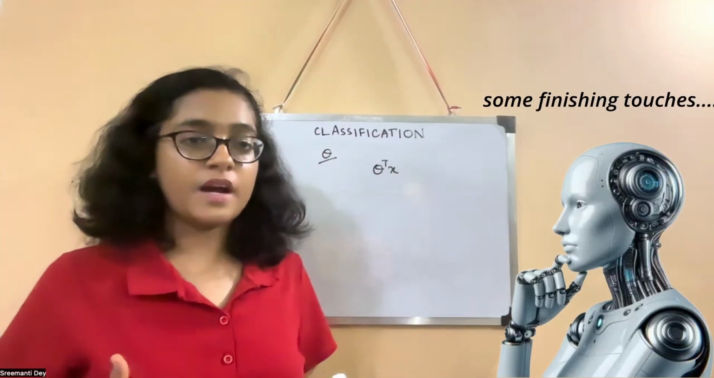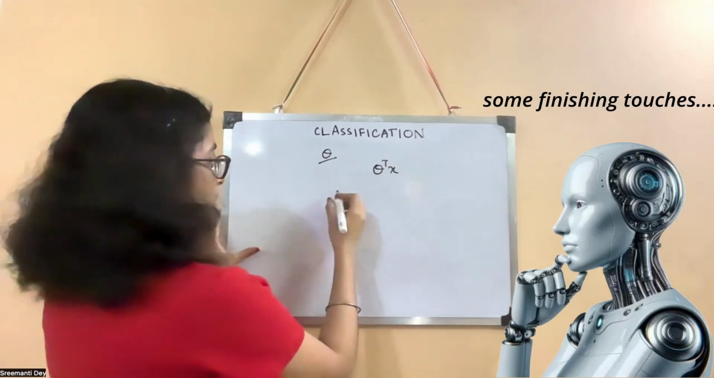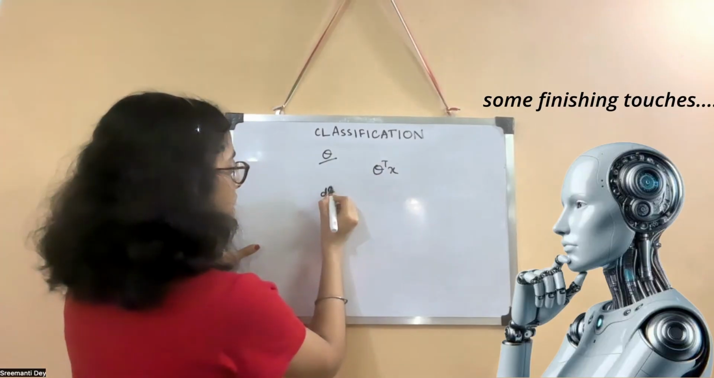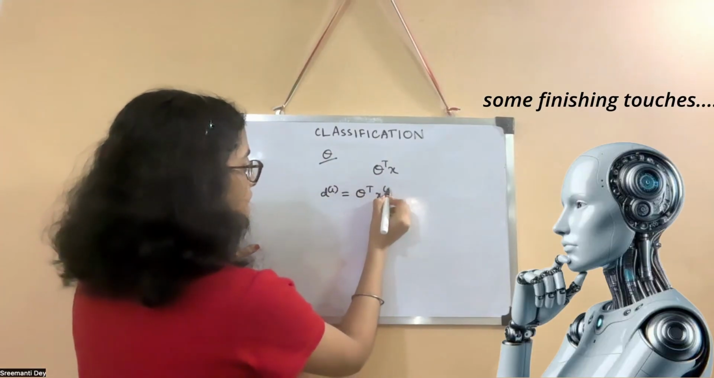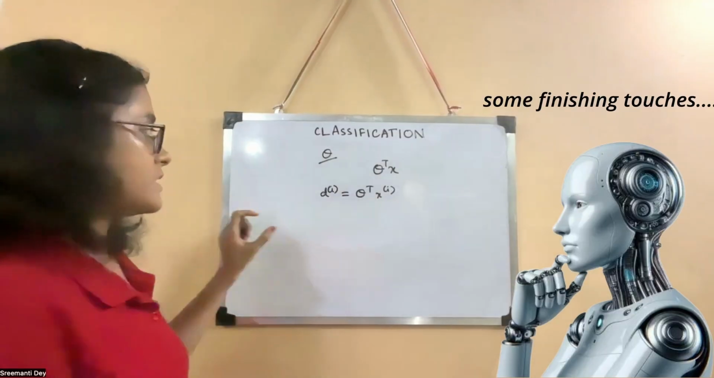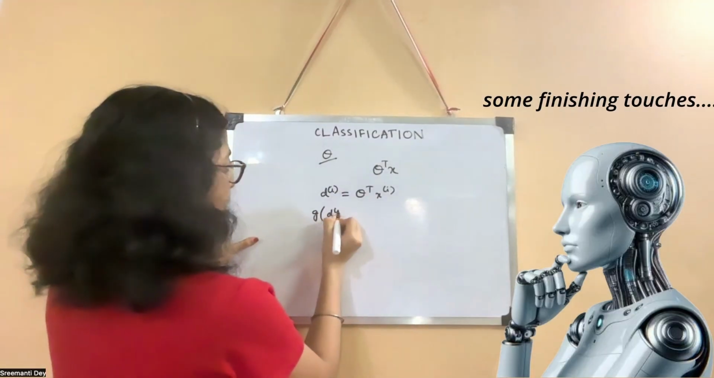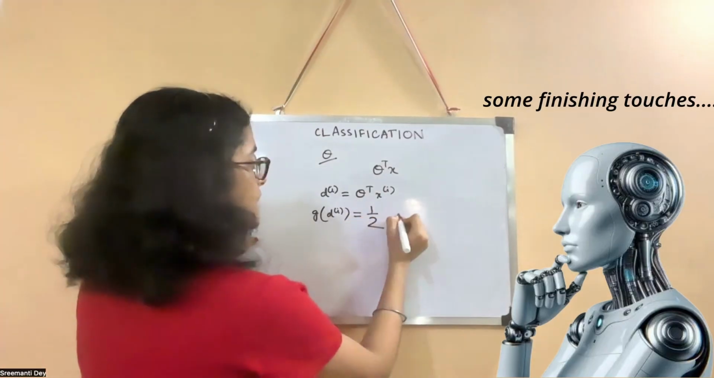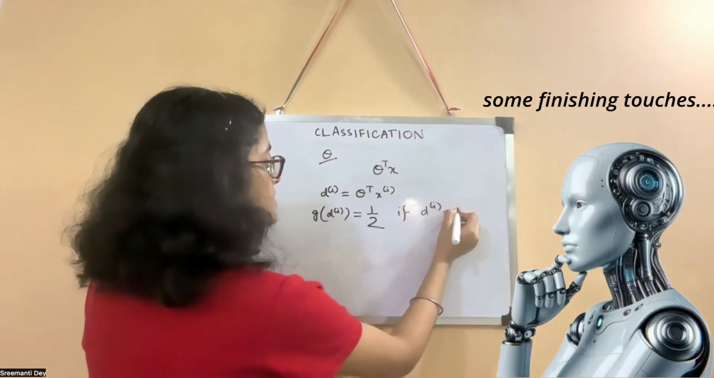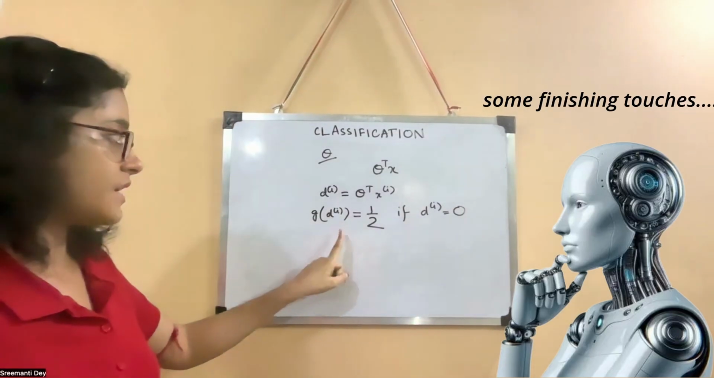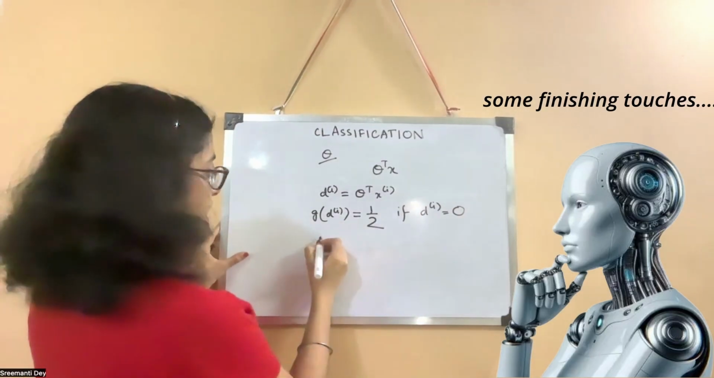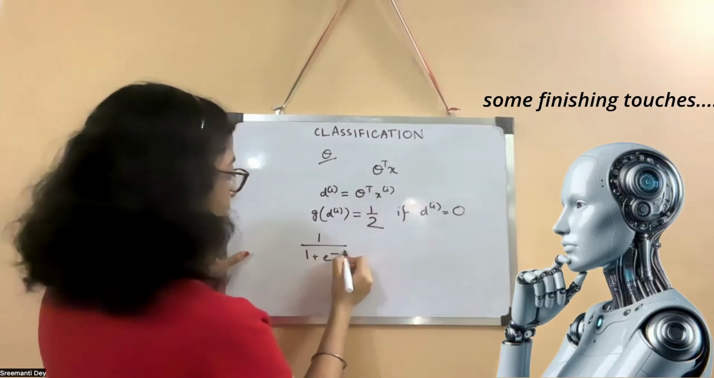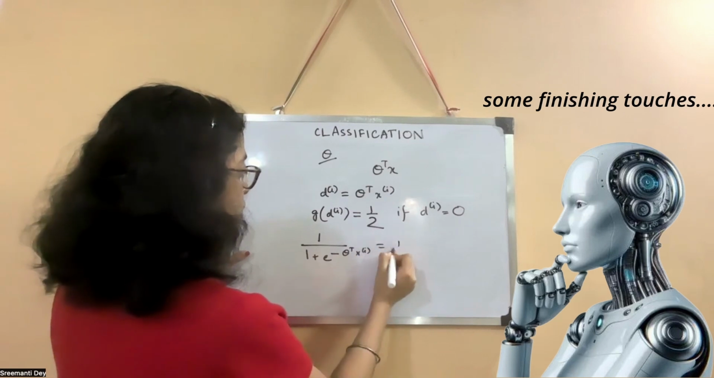So now we want to find out the equation of the line. Just remember one thing that we did. When I was saying that our di is theta transpose xi, g of di, or g of theta transpose xi, would be half if di is 0. Remember this. So let's get that from here: 1 by 1 plus e to the power minus di, where di is theta transpose xi. I'm going to put this equal to half.